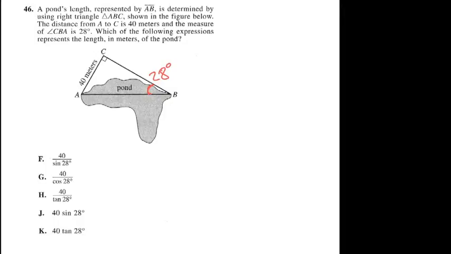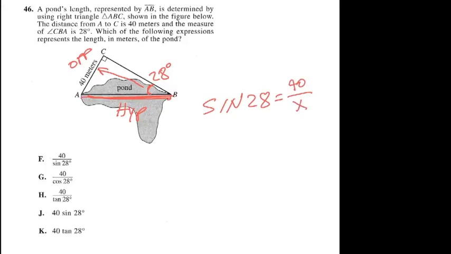Okay, so if this is my 28, across from it is opposite. This distance would be my hypotenuse. So I'm looking for the function that uses opposite and hypotenuse, and that would be sine. So I'll set this up as sine of 28 is equal to 40 over x, which is my hypotenuse that I want. Multiply both sides, and I get x sine 28 equals 40. Now we divide both sides by the sine of 28. So 40 over sine 28 would be my answer, and that makes it F.